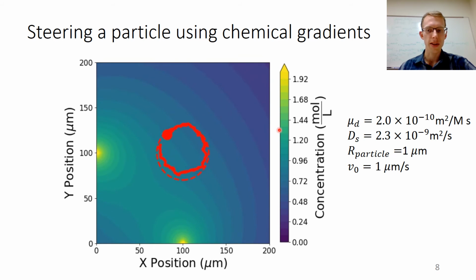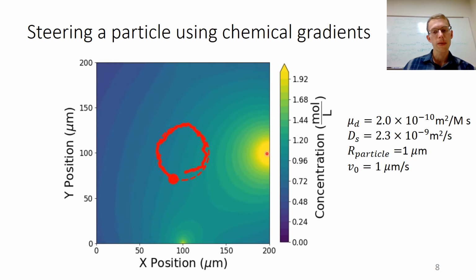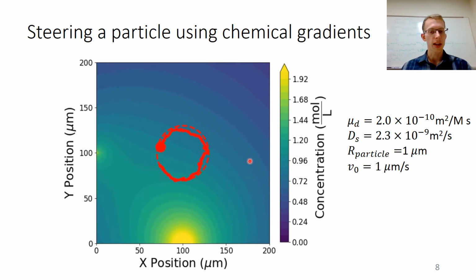reproducing the circular trajectory. For this simulation, we used a diffusion coefficient of the solute equal to the self-diffusion of water. The nominal radius of the particle is 1 micrometer, and the speed that it travels around is 1 micrometer per second, so the video is slightly sped up.